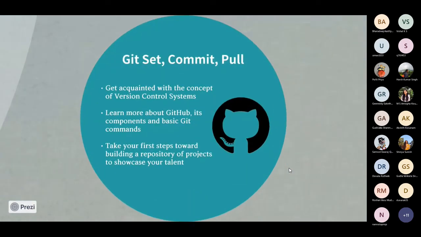Next up, we have the event Git Set, Commit, and Pull. This event will introduce you to the concept of version control systems, how it's important to you, and why you should be acquainted with it. You'll also learn about GitHub, which is the most popular interface for a version control system software with Git, which you'll also learn about, and you'll explore the interface of GitHub, learn basic Git commands, and even take your first steps towards building a repository of your very own projects that will help you showcase your talent.